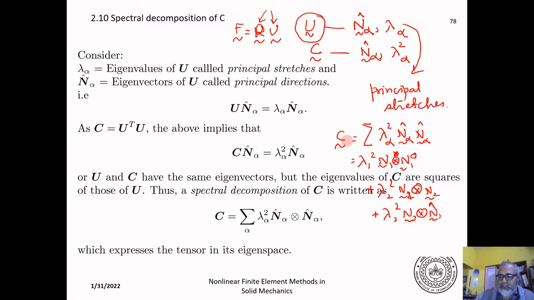So here we express the tensor itself, in this case C, in terms of its eigenvectors and eigenvalues, and in this eigenspace the matrix representation of C would be a diagonal matrix. So the matrix representation of C in the space n1 n2 n3, which is, by the way, an orthonormal space, will be simply this.